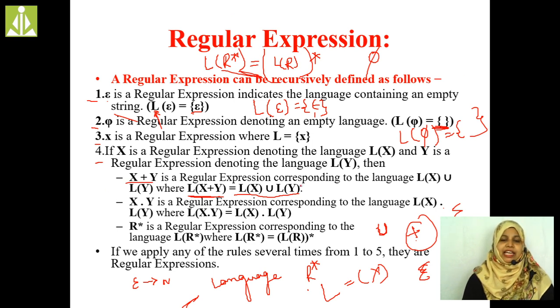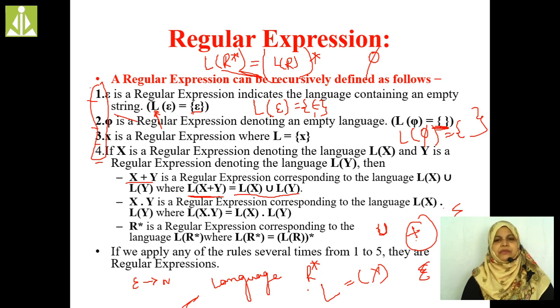Here, if any expression is going to follow any one property from these four, then that particular expression is known as a regular expression. Here I repeat, what do you mean by regular expression? Regular expression is a general expression. If it is going to follow some set of rules, then that particular expression is known as the regular expression. What are the set of rules? There are four sets of rules.